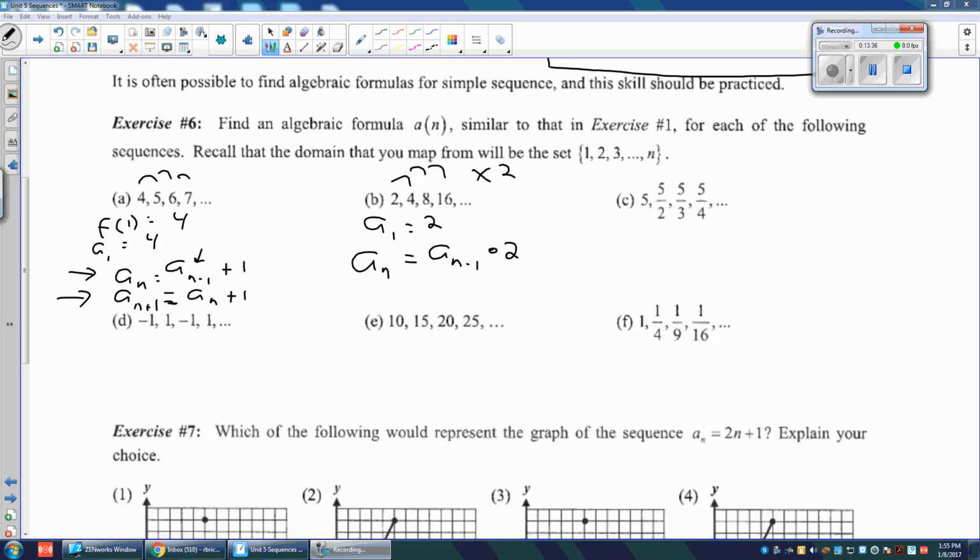This one's trickier. The first number is 5 over n over 1. What? Really? Yes, it is. Because that's the second number, that's the third number, that's the fourth number. So that takes some real thinking to do. 5 over 1 is just 5. They simplified it for you. Oh, shame on them. So then that's actually the rule right there.